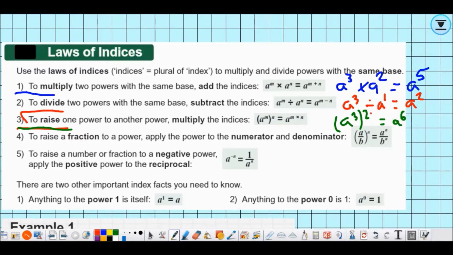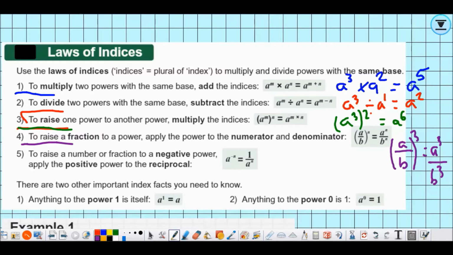If we're looking at the fourth rule, to raise a fraction to a power, you add the power to the numerator and the denominator in turn. So if we've got a over b all to the power of 3, I'm going to end up with a to the power of 3 over b to the power of 3. So I would raise both to the same power.